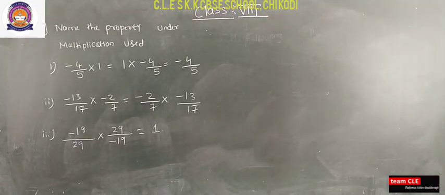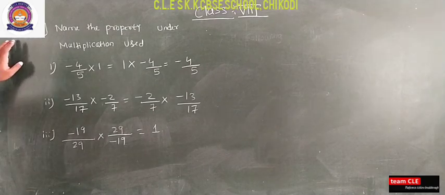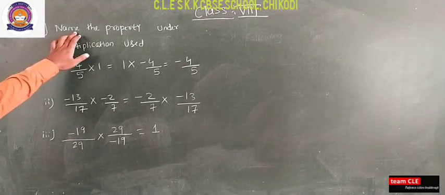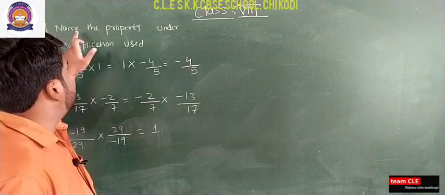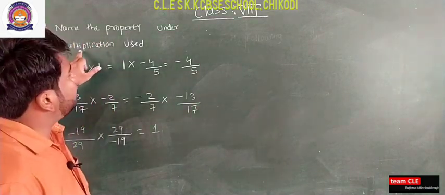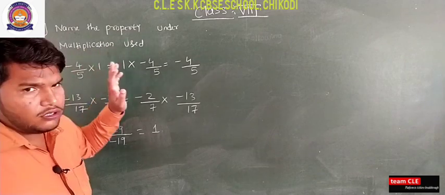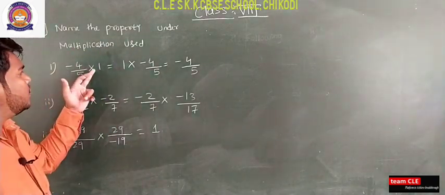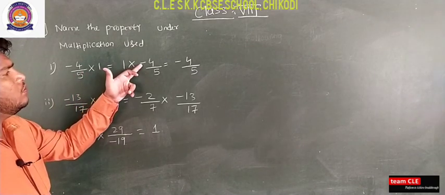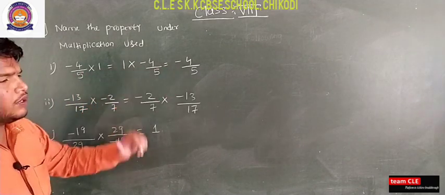Now comes the fifth question, exercise number 1.1, fifth question. Name the property used under multiplication for the following. See here, the first question says minus 4 by 5 into 1 equals 1 into minus 4 by 5, which equals minus 4 by 5.